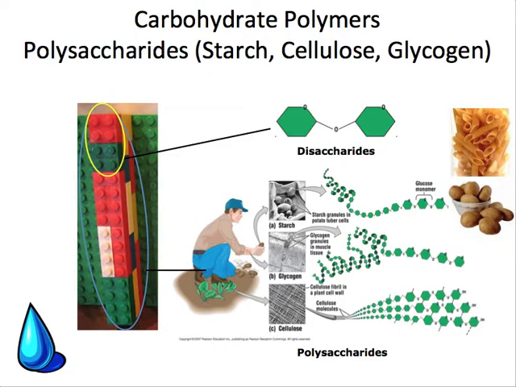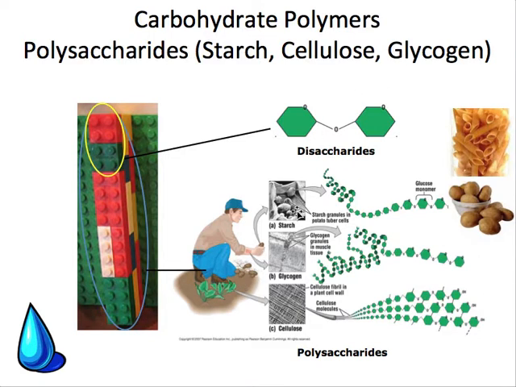The polymer for carbohydrates are the polysaccharides. So it's true, disaccharides are technically poly, right, because it's more than one, but we usually call it a disaccharide and a polysaccharide. We split them into these 2 categories. So poly we'll say is more than 2. We've got starch, cellulose, and glycogen, and to understand this, let's take a look at this farmer harvesting potatoes.